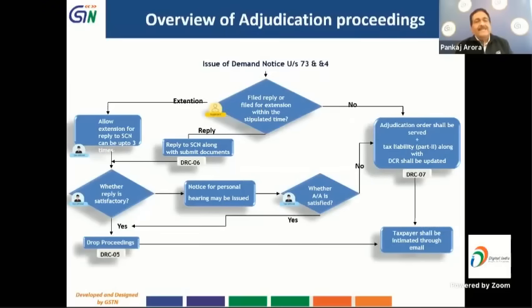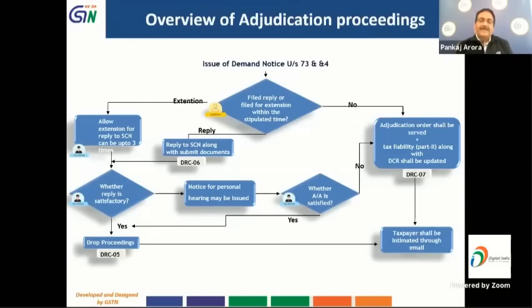After the taxpayer submits the reply in form DRC-06 at the GST portal, the concerned officer examines the reply vis-a-vis the charges made in the show cause notice, and if he finds that the reply furnished by the taxpayer is satisfactory, then he can also issue a notice for personal hearing.